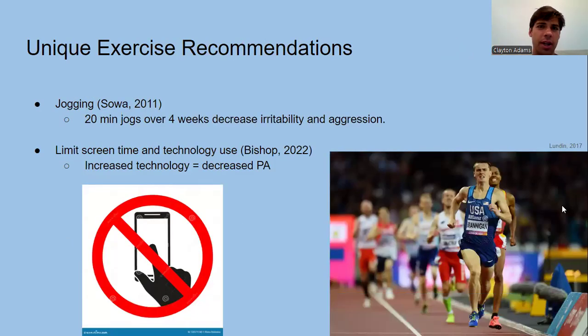Now, a couple unique exercise recommendations. It has been found in multiple studies that light jogs are significant in improving behaviors related to autism. In one study, 20-minute jogs over 4 weeks would decrease a person with autism's irritability and aggression. And in honor of that, I put a picture of Mikey Brannigan here running. He is an iconic professional distance runner who competes in the Paralympic Games, who has autism, and he's very fast.